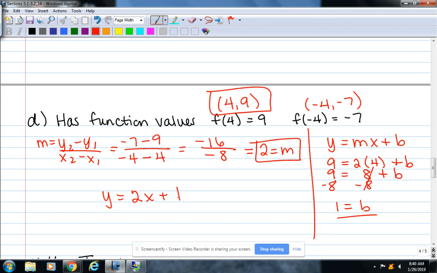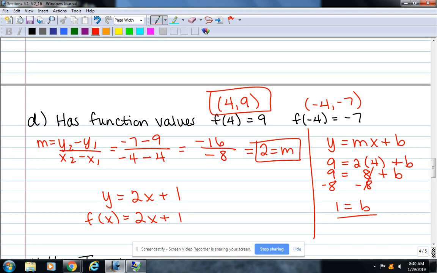Now hang on a second. Let's get technical for a second. Did they give me x and y values or did they give me function values? Function values. So technically, it should not be y equals, it should be f of x equals. I know that's a technicality, but they gave us function values, so it really should be in function notation. I should, but I probably won't.